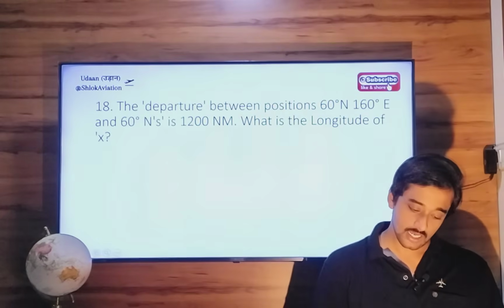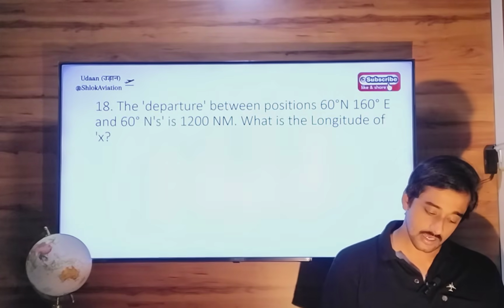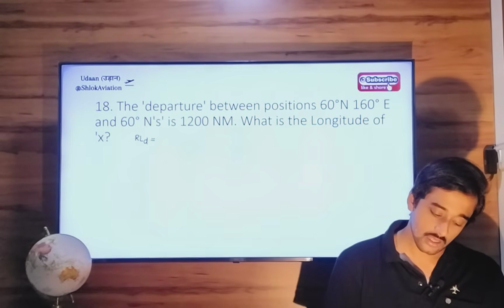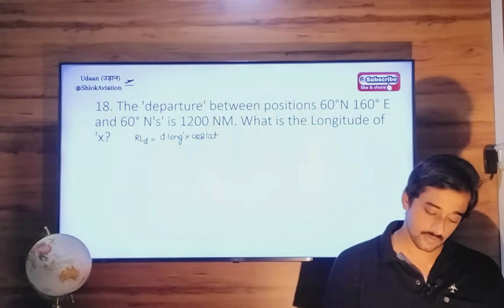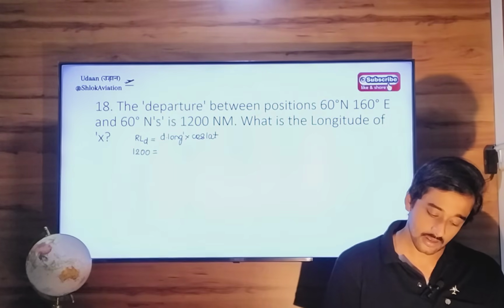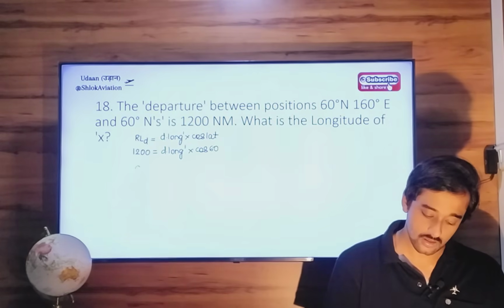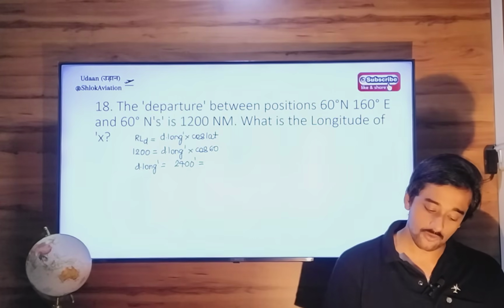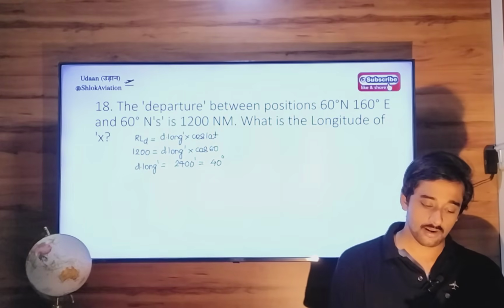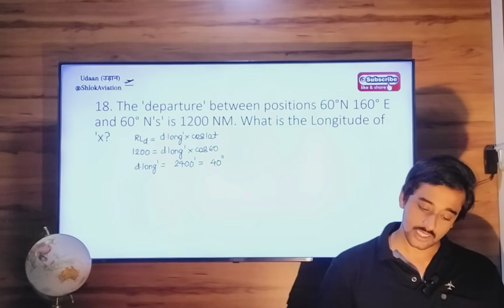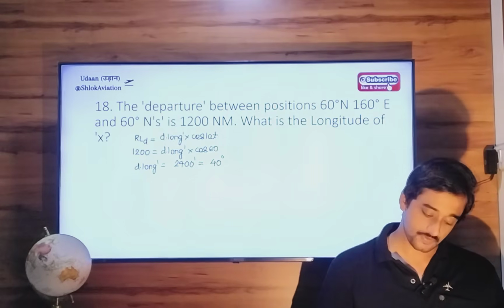Okay. Next. Departure is given. What is the longitude? So the rhumb line distance is d long in minutes into cos of latitude. So 1200 divided by cos 60 is 2400 minutes, or 40 degrees. Okay, so 1200 divided by cos 60 is 40 degrees.